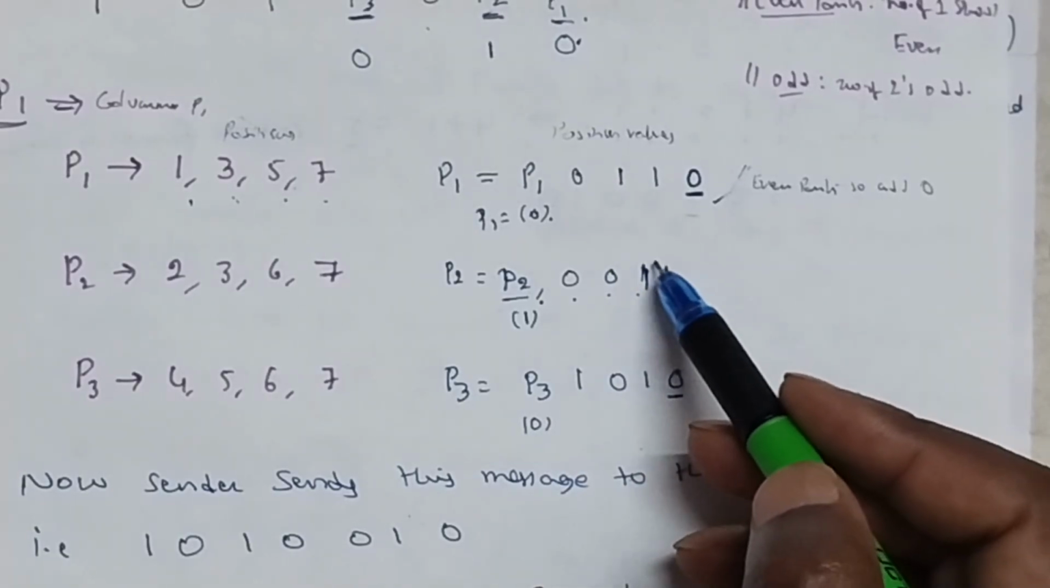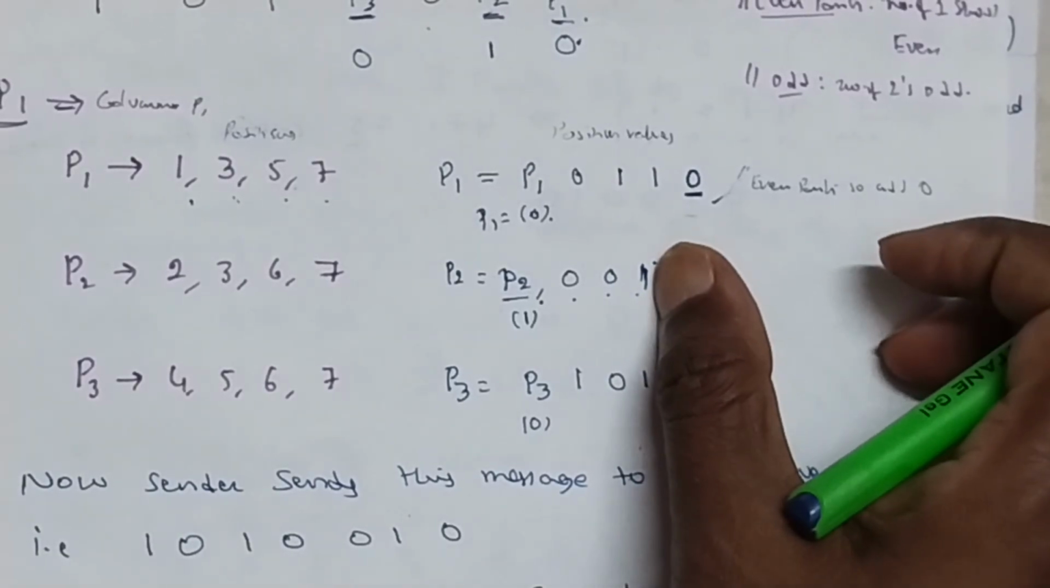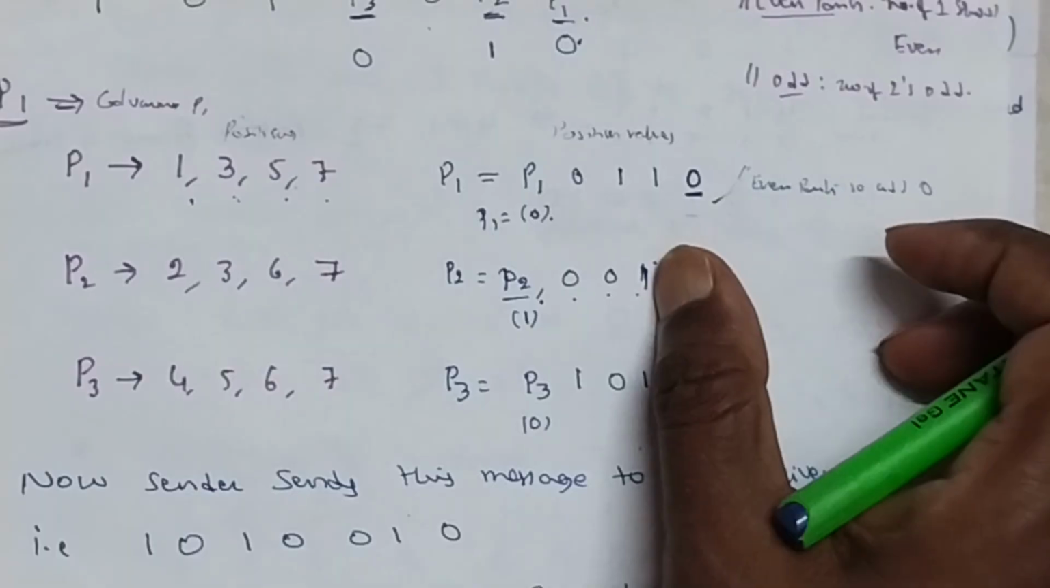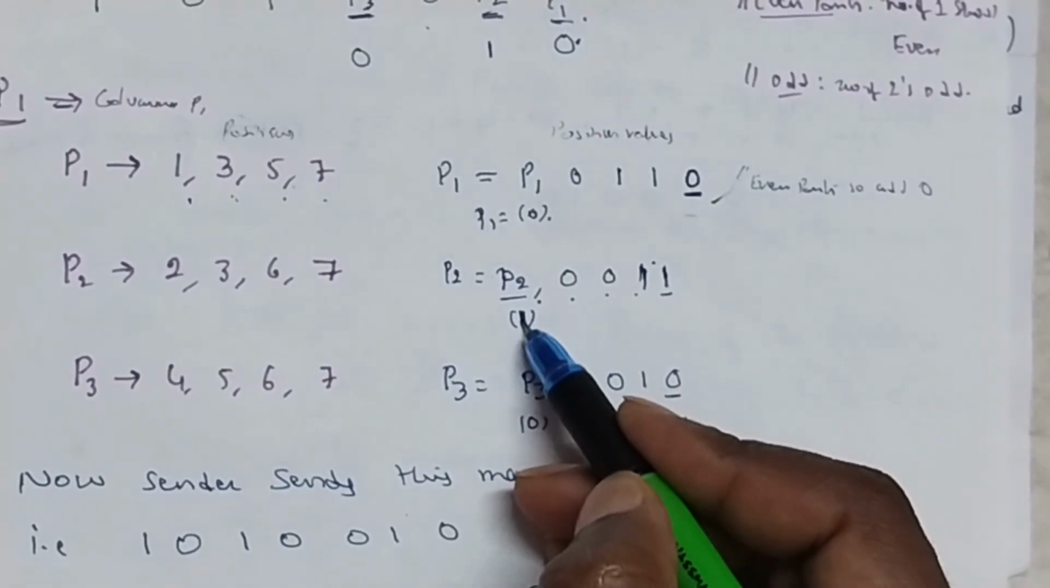Here also, we add the values. What is the number of ones here? 1. So to become even parity, how many ones do we have to add? 1, so 1 is added. So the P2 value is 1.